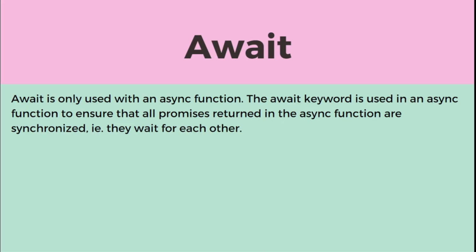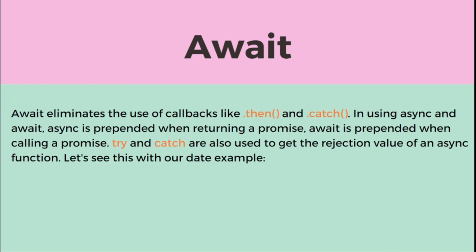Await is only used with an async function. The await keyword is used in an async function to ensure that all promises returned in the async function are synchronized, and that means they wait for each other. Using async and await eliminates the use of callbacks like then and catch. In using async and await, async is prepended when returning a promise, await is prepended when calling a promise. Try and catch are also used to get the rejection value of an async function.